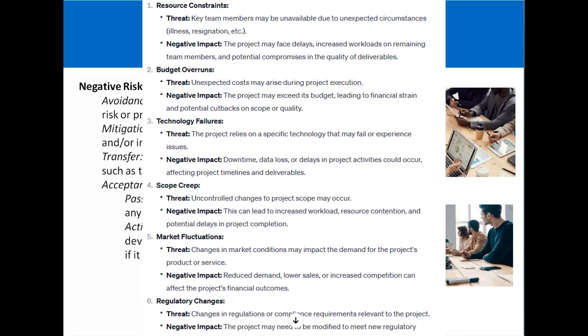Try to make some changes in the activities so that we can avoid it. We don't have to face that particular risk. Then mitigation, that means take action to reduce the probability and/or impact of a risk. Try to minimize the impact.